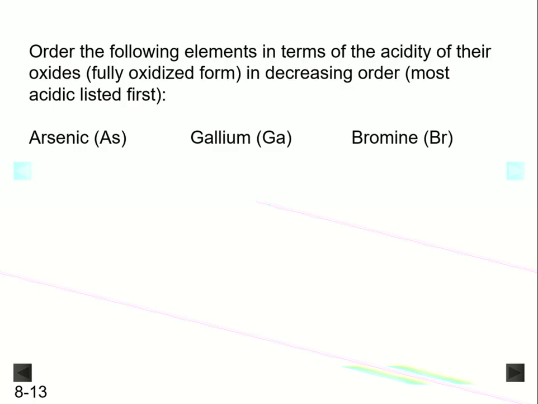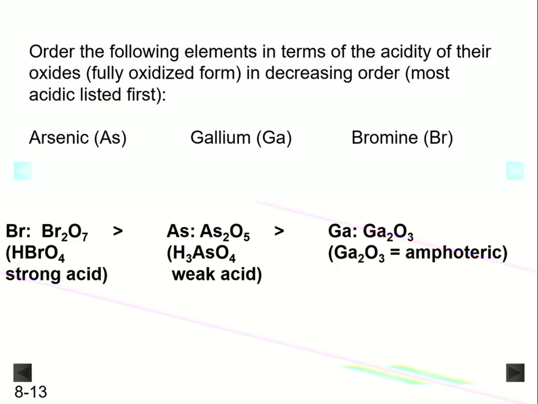And so there was a table we saw that listed the range of oxidation states. And so we would want the most fully oxidized form for arsenic, gallium, and bromine. And then we'll consider which one is the most acidic first. So now the most acidic will be bromine. That is the form Br2O7, dibromine heptoxide.